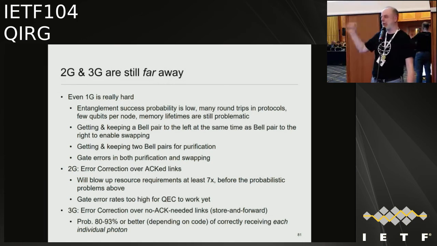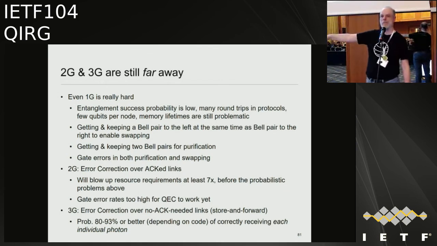2G is going to blow up the resource requirements by an order of magnitude, give or take, and the biggest problem that we have besides that is in the existing quantum computers and in the laboratories. The operations themselves are not yet good enough to make full-on error correction work. We're actually getting close to that, but we're not there yet. For 3G, not only are you going to have error correction that works and a lot of memory in each one of these nodes, but you're also going to have the probability of 80 to 93%, depending on your choice of code, in getting every single photon you put into the fiber out the other end and detected properly.